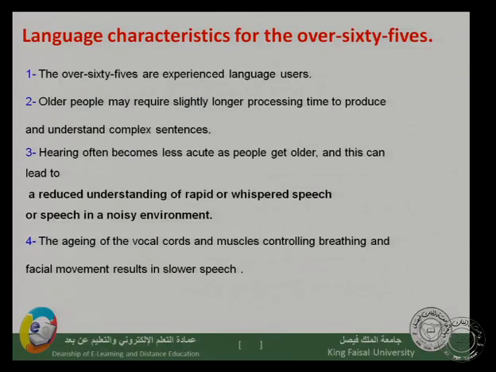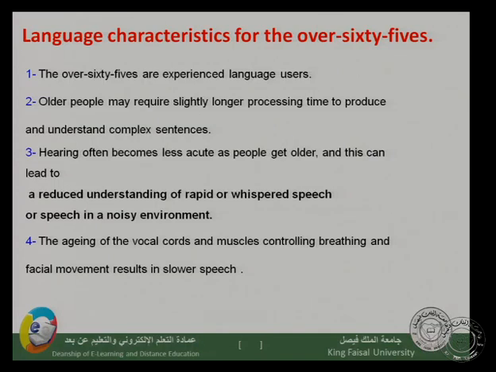So this is basically some of the basic characteristics of the children who are under 5. Now we move to some of the characteristics of people who are over 65. Well, basically the over 65 people are experienced language users, unlike the children who are not yet able to control the use of their language. So people who are of an age over 65 are considered experienced language users.